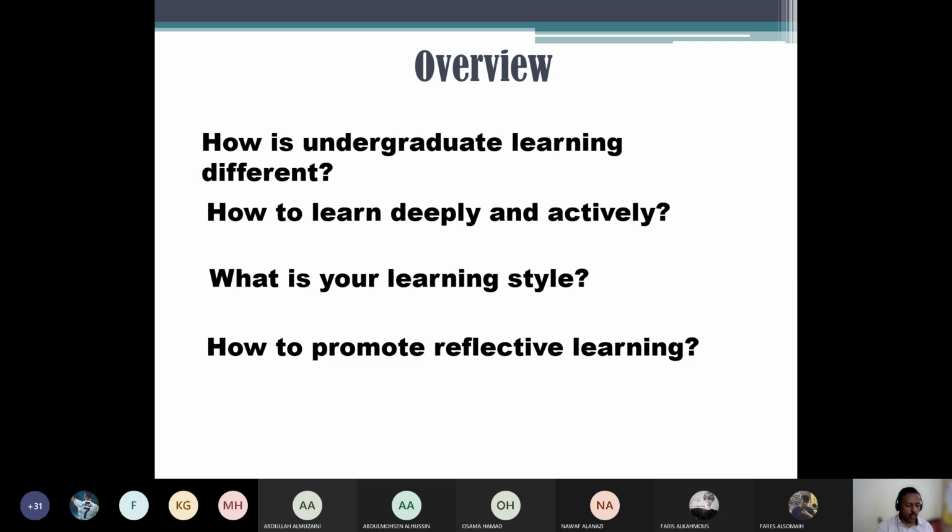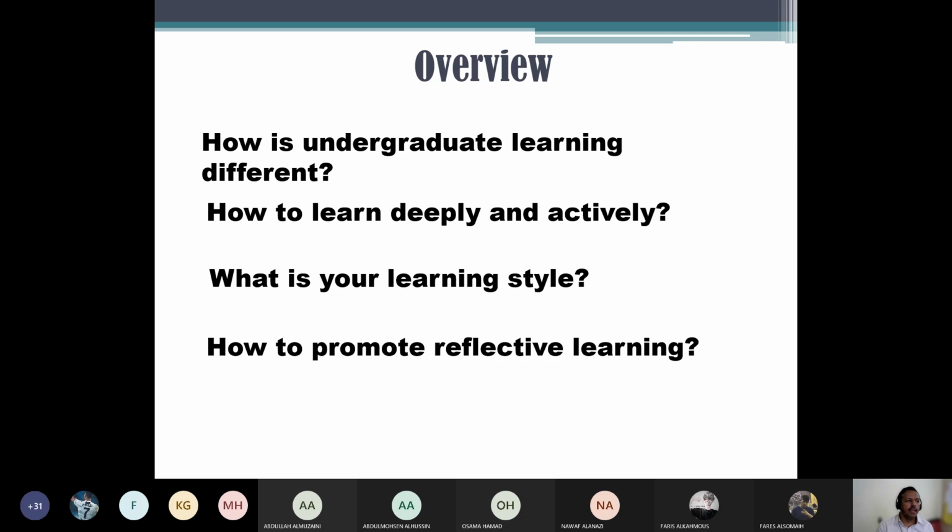How to promote reflective learning? What is meant by reflection? Suppose I give you an example, not from the college. Let's say you have a football match, and maybe you lose the match because of one fault, one mistake, something you did not do properly. But for the next match, you will try to overcome and avoid that mistake. This is called reflection. Learning from your previous experience is called reflection.